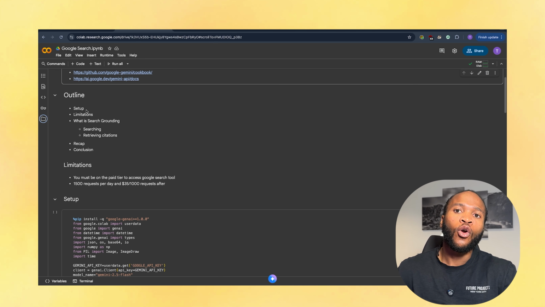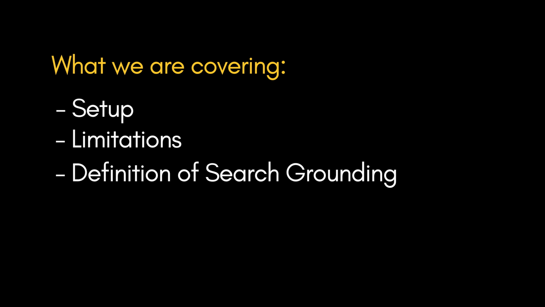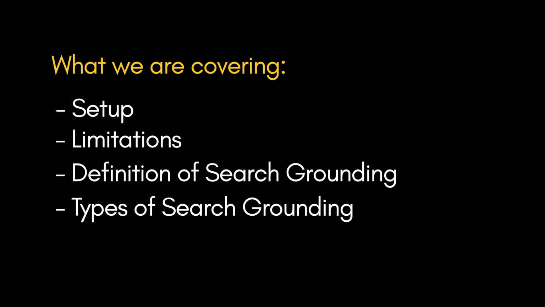You would also need drive folder access for most of the tutorials in this series. Our outline: we'll be taking a look at the setup, we'll be taking a look at limitations, we'll be taking a look at what search grounding is, and we'll be taking a look at two types: one where you just search, and two where you also retrieve citations about the search. And we'll just have a quick recap and some conclusions.